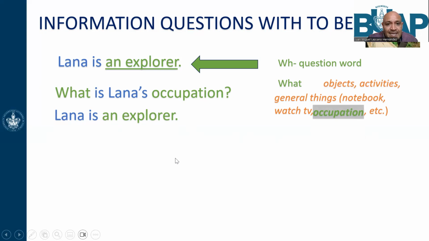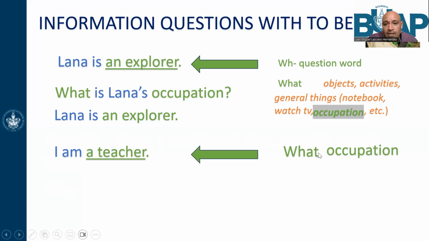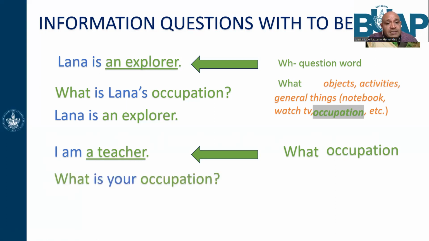Well, let's see an example with my personal information. What is the first thing that we have to do? Well, let's identify what we want to ask. So our answer is going to be a teacher. But we are going to use what? Because we are talking about the occupation. What is your occupation? And I'm going to say, I am a teacher. Next WH question word.